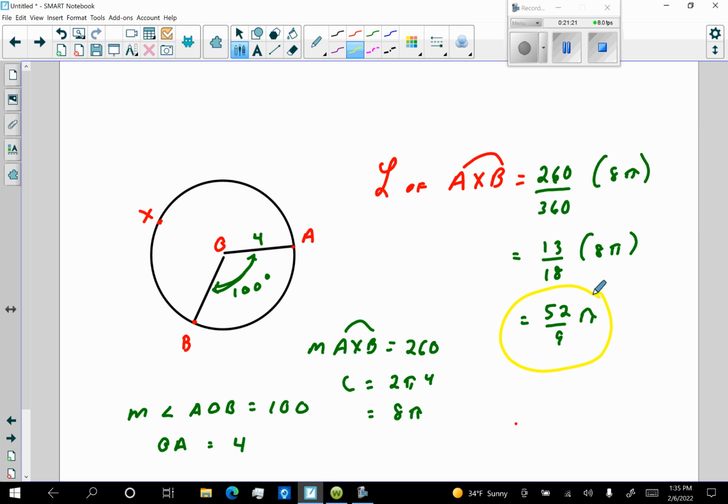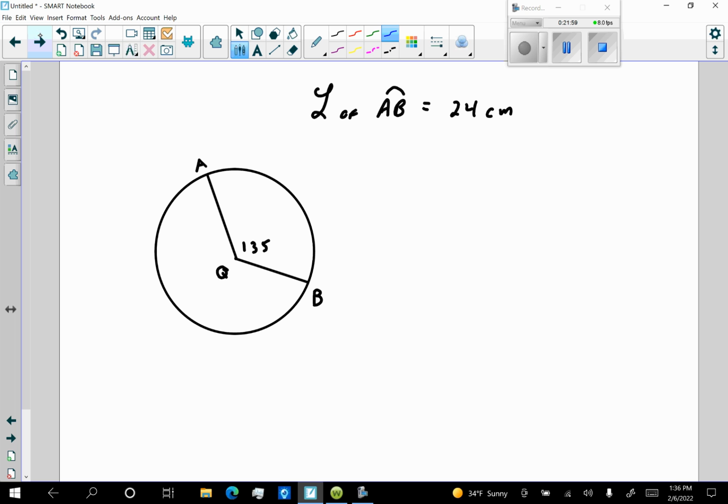A little bit tricky. We had to first find out the measure of arc XAB by taking 360, subtract 100 from 360, which gave us 260 degrees. We know the circumference is 8 pi, since our radius was 4. And then we just plug what we know into the formula. 260 divided by 360 times 8 pi is 52/9 pi. The other type of problem you will see, and you can always pause the video, take some nice notes. And let's go to one more example for this particular.